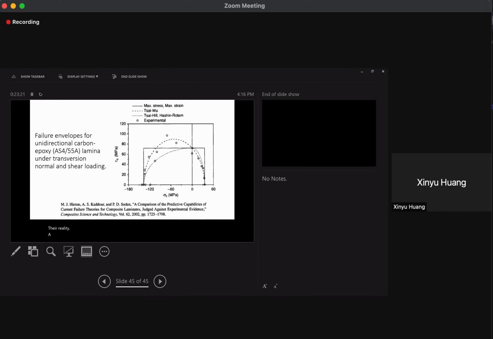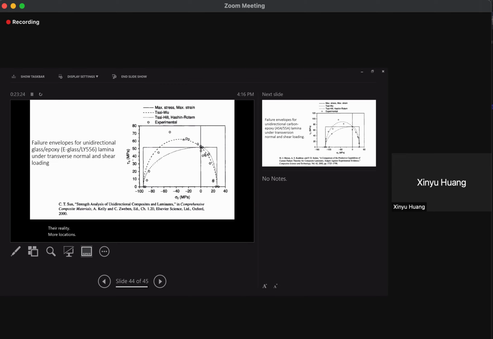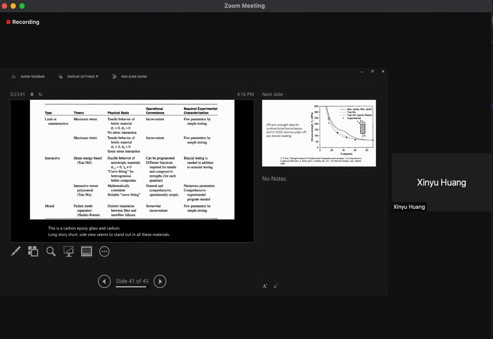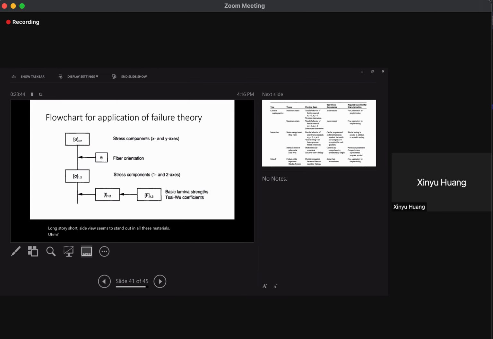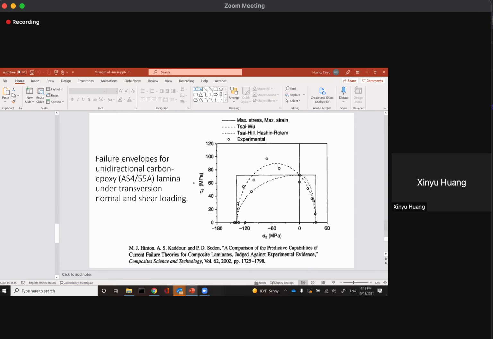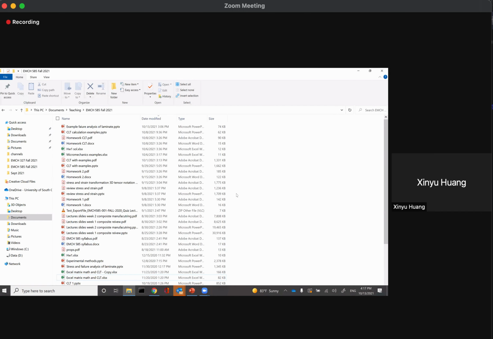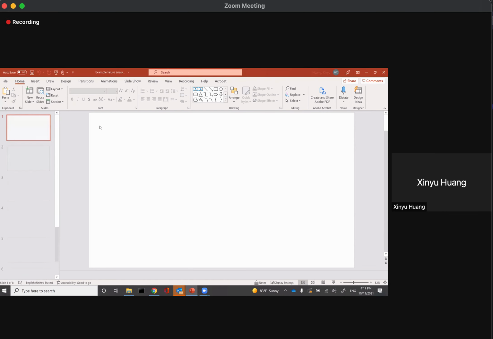More verifications. This is for glass epoxy, and this is the carbon epoxy, glass and carbon. Long story short, Tsai-Wu seems to stand out in all these materials. Now I want to show part of the code that I programmed to use these failure theories to do the failure analysis.